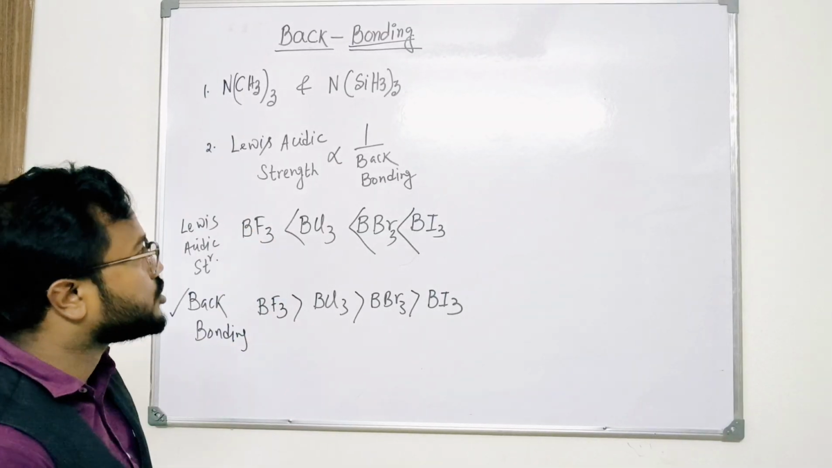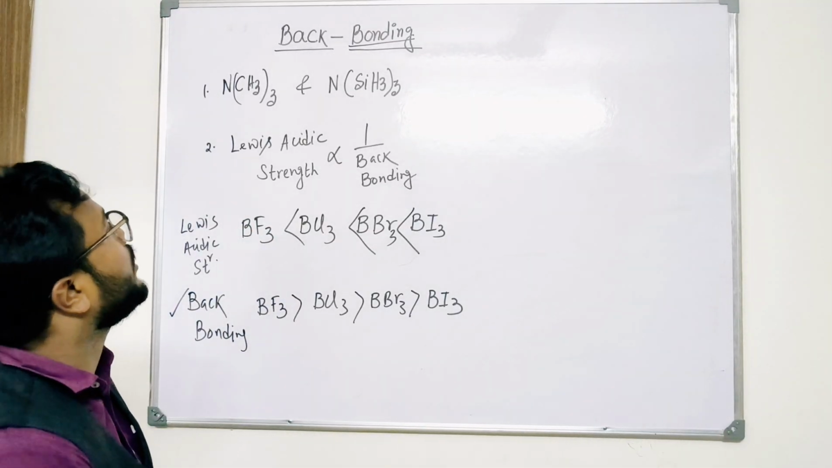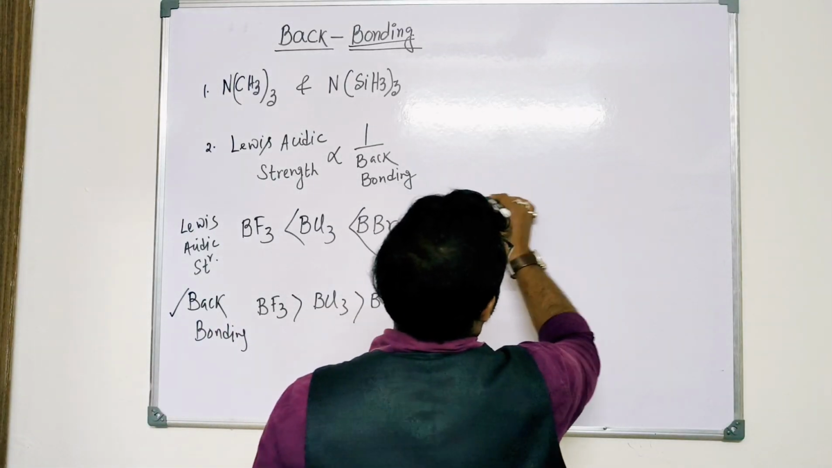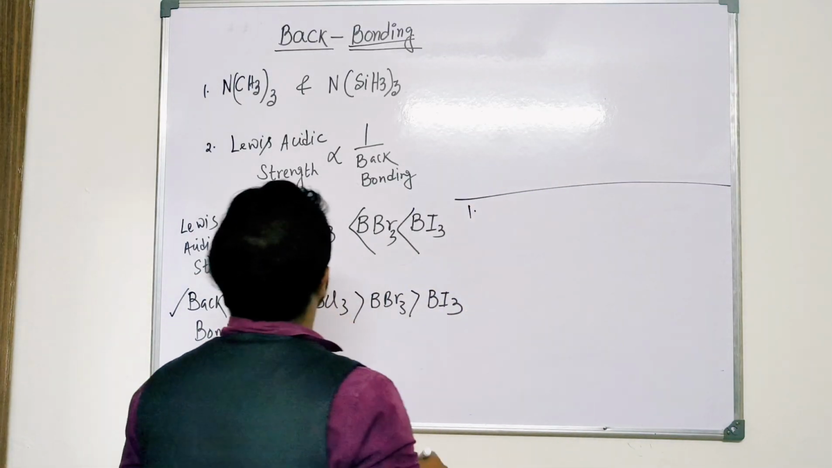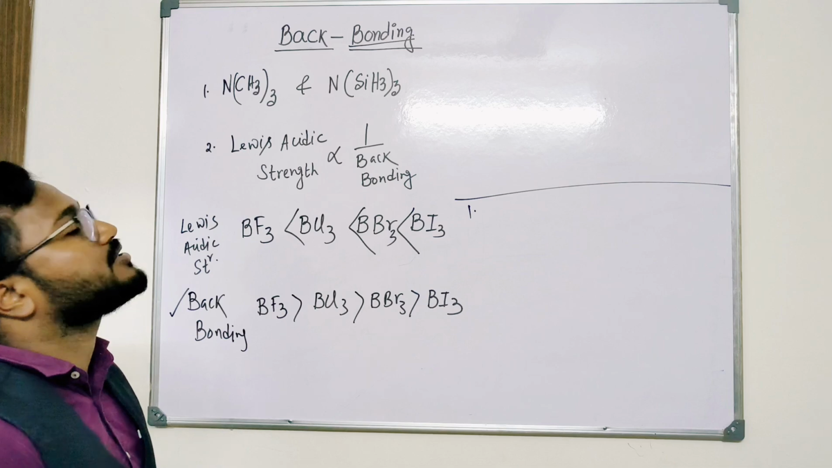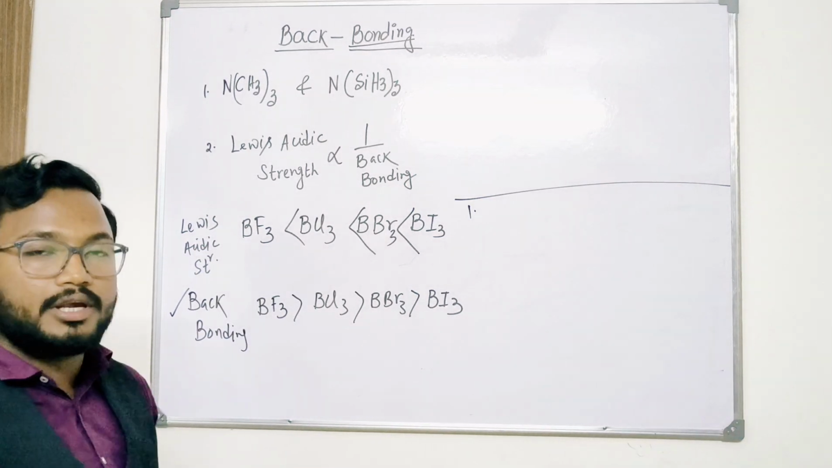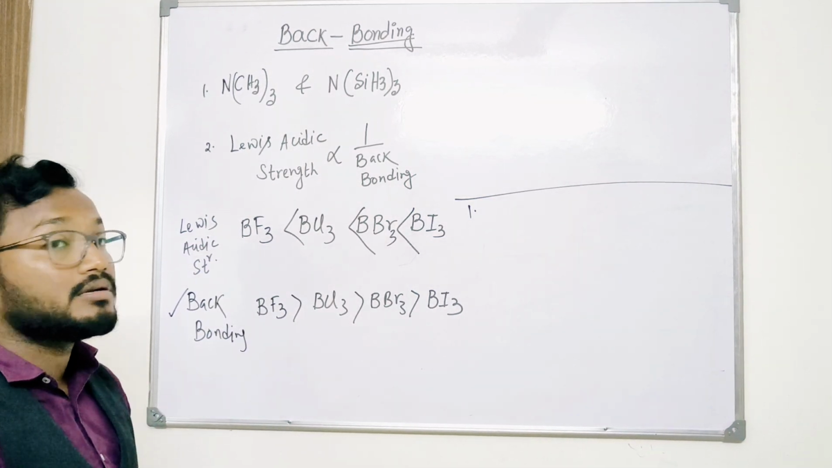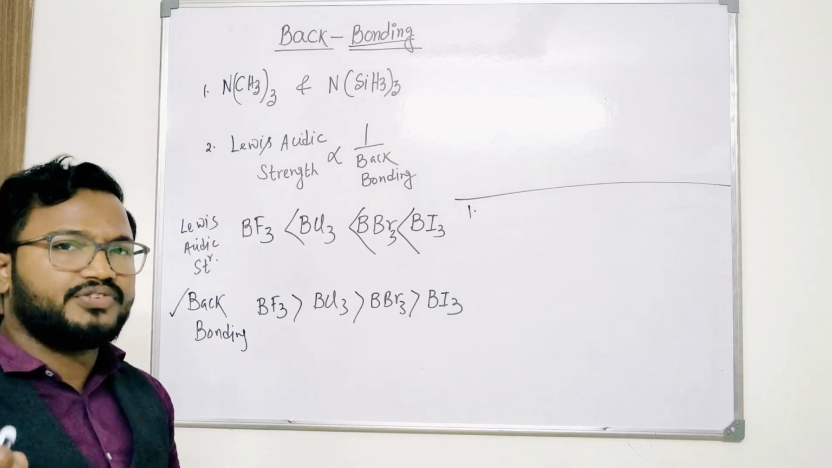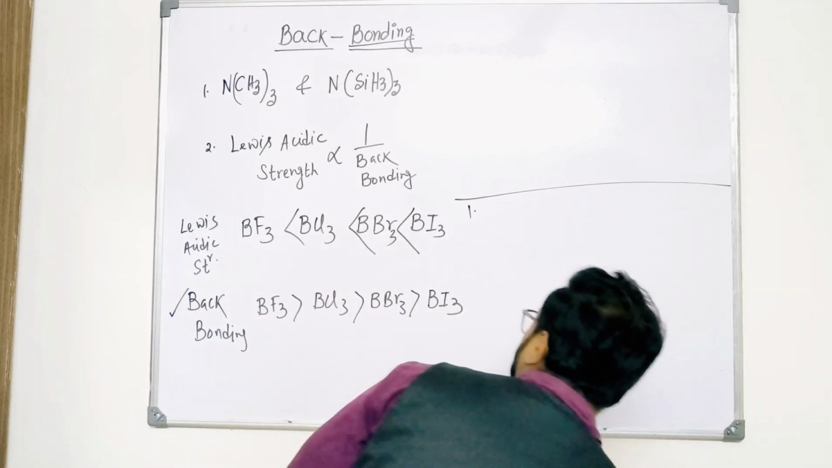Let's take the first question. In this question, we are going to discuss question number 1. That in case of N(CH3)3 and N(SiH3)3, which is having planar geometry, first we'll discuss that. Let's check out.